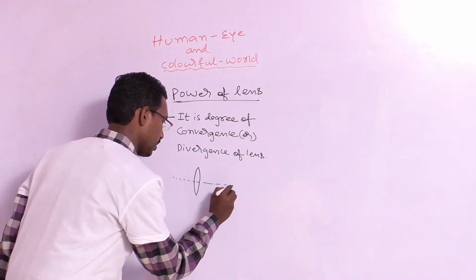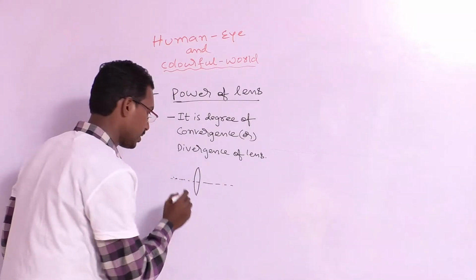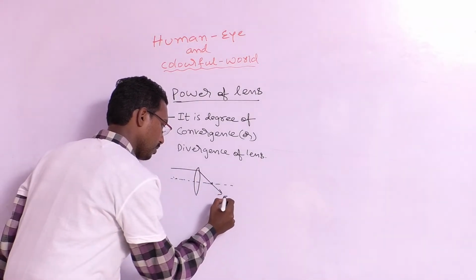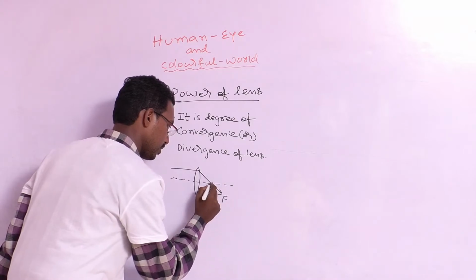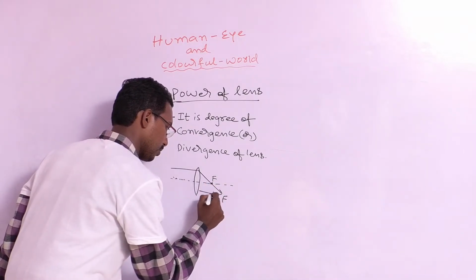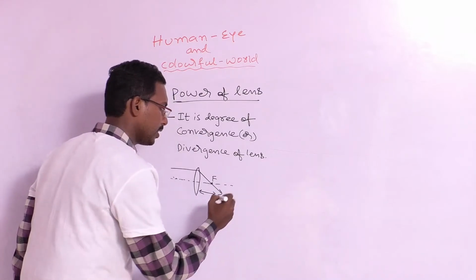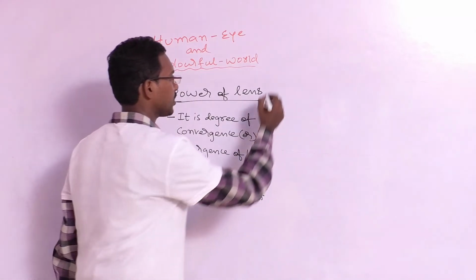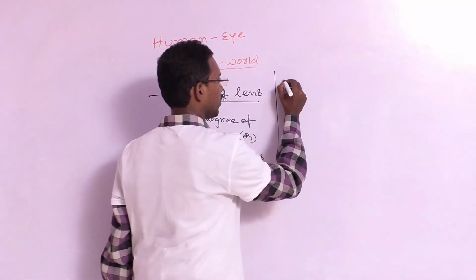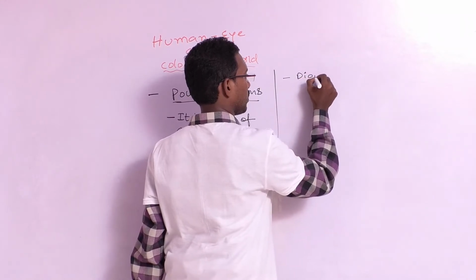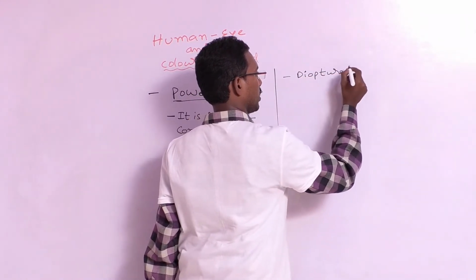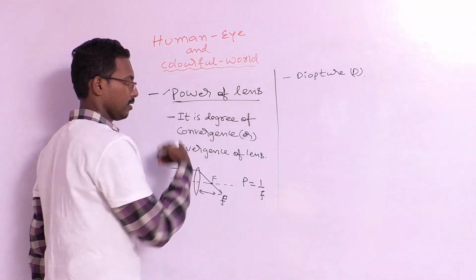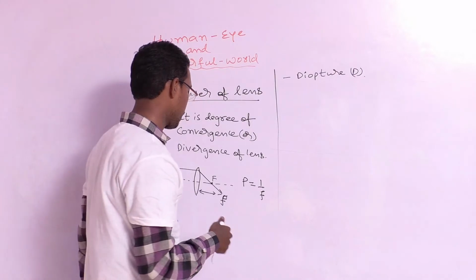This is known as the optic center, and this is the principal axis. We will send a light ray and it deviates like this. This is the focal point and this length is known as focal length. Power is nothing but the inverse of focal length. The unit of power is diopter, represented by D. So that is about power of lens. Power of lens could be positive or negative. It depends upon the type of the lens.